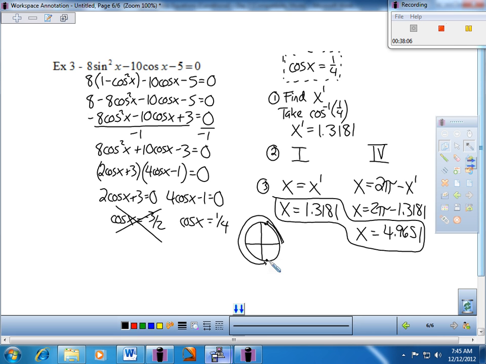This is looking perfect. So try some of these on your own if you get an opportunity. Until you get really good at this, put the 1, 2, 3 there. I think it's helpful. Find the reference angle, determine the 2 quadrants, and then set up the quadrant rules.